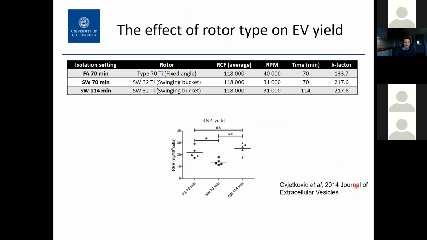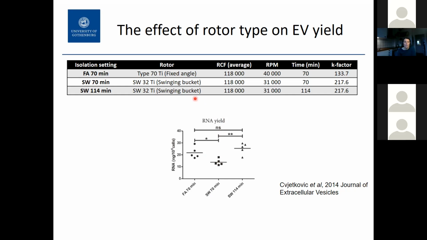And we compared two of these rotors. So we started with the TI-70 rotor, and we isolate vesicles and we measure RNA in our vesicles as the yield. And then we took a swinging bucket rotor and had exactly the same G-force and time. And then we got less yield, we got less vesicles. So it was the exact same G-forces and time, but our yield was lower.